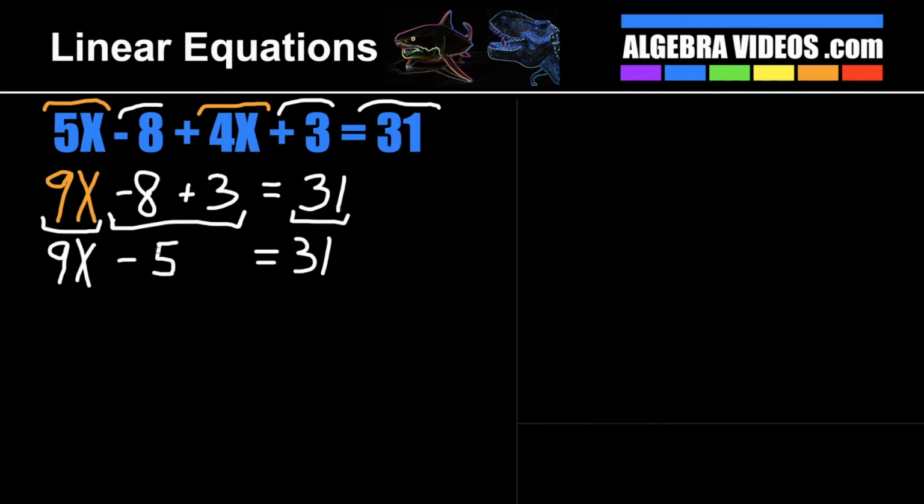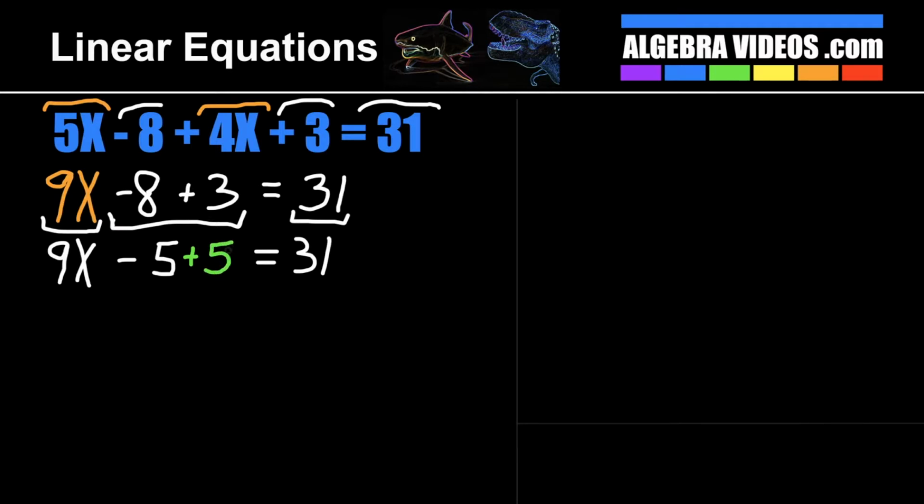Well, next thing I want to do is get rid of this negative 5 over here. I'm trying to get x by itself, right? So it'd be nice to get rid of that negative 5. How can you get rid of a negative 5? Maybe turn it into a 0. Well, just add 5, right? So I'm just going to add 5 just because I feel like it.